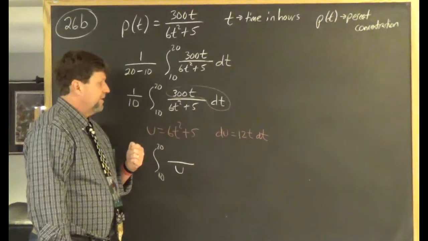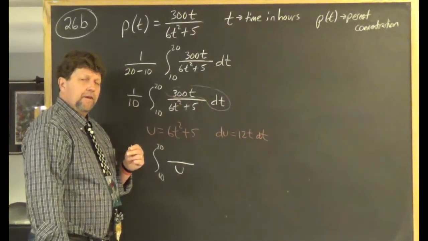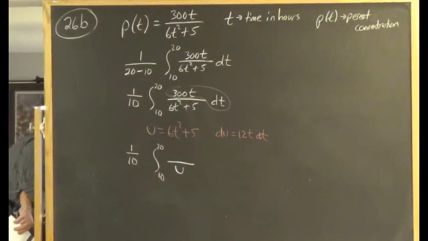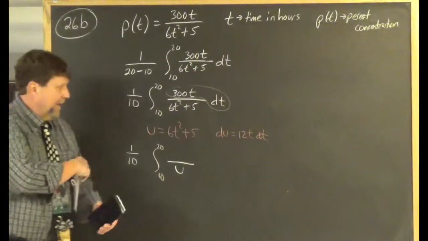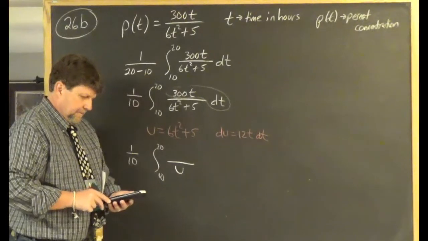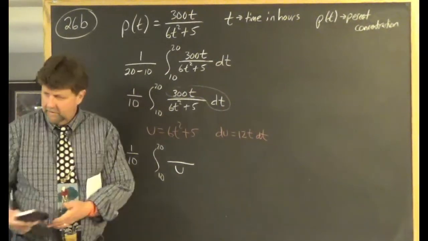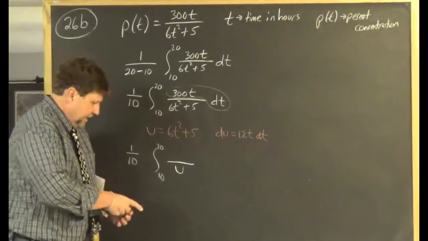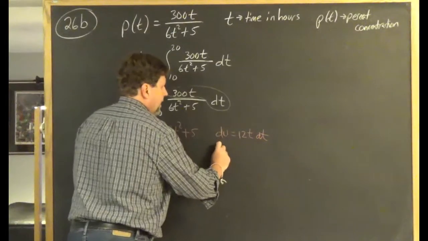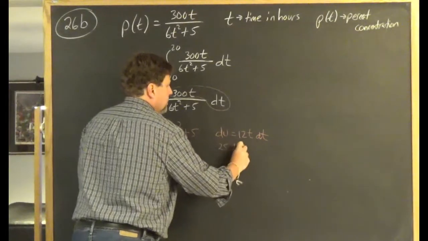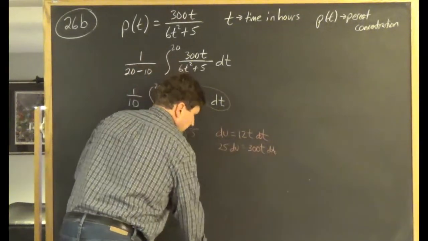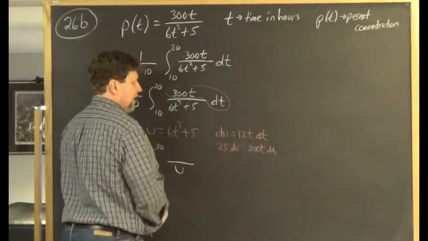Is 25 times 12 equal to 300? Let me grab my calculator real quick, rather than trying to do this in my head. It is 25. So if du is 12t dt, 25 du is 300t dt. I just massaged it by multiplying both sides by 25.